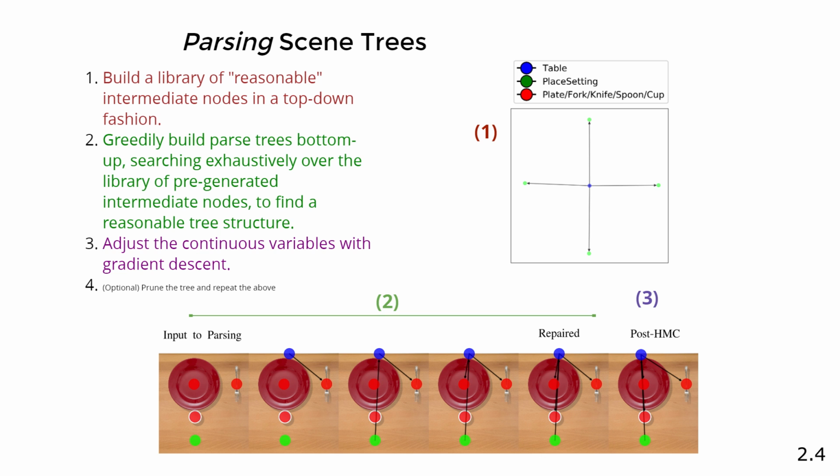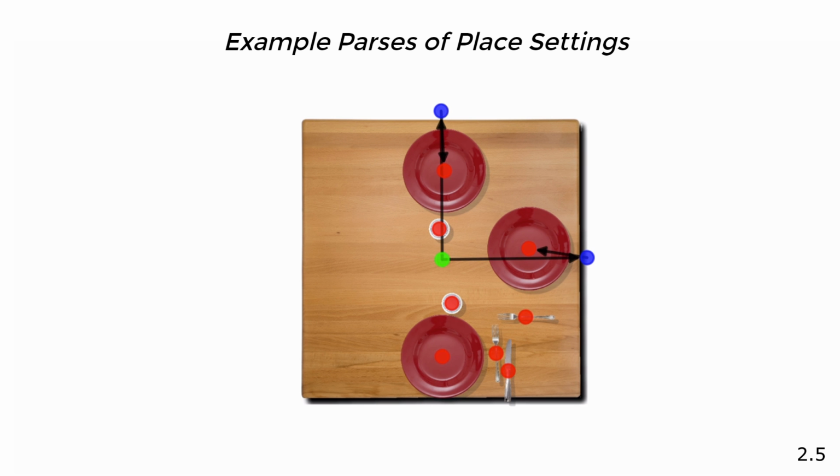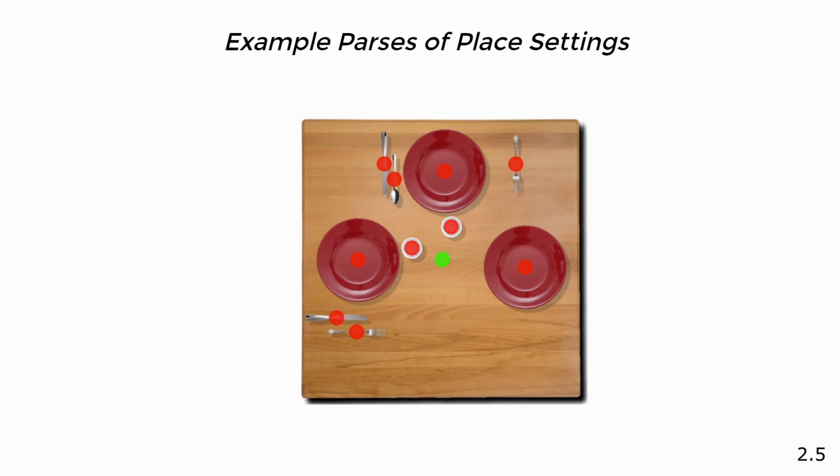Once a complete but maybe suboptimal tree is assembled, we can do further continuous refinement with gradient-based methods. In practice, this technique worked well for us on our examples. Shown here are some parses of place setting observations. Occasionally the method makes mistakes, like associating cups with the wrong place setting, but that's sort of expected.